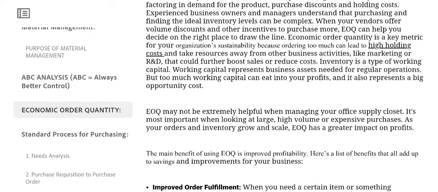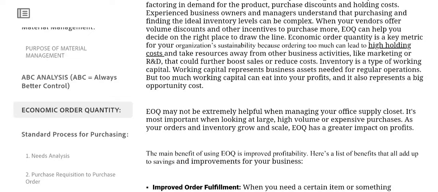EOQ has a greater impact on profits. Just take one example: if you want to buy 10 types of material and you have to invest. If we are considering 100 rupees per product and you require 100 products, you require 10,000 rupees to buy that product. Now, if you want 1,000 products, then the cost of purchase is drastically reduced.